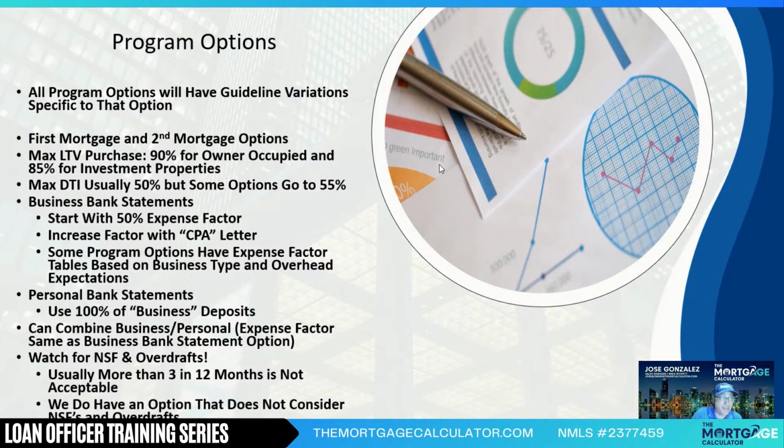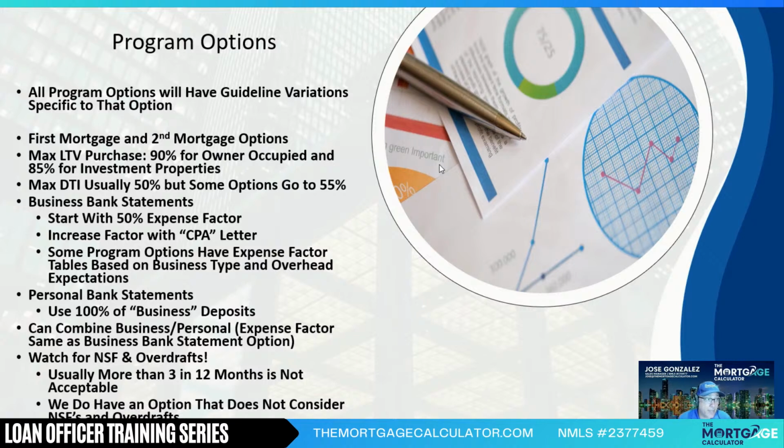So business bank statements, if that's the option, that's what they're going to be provided. The default usually is 50% expense factor, but we have options as high as 80% profit, 20% expense factor. So it would be as low as 20% expense factor, 80% profit margin. And I'll show you that table in a minute. Depending on the option, if the option you're choosing has a 50% default expense factor, then you can increase the profit margin, decrease the expense factor with a CPA letter, right? Stating what the business expense factor is.